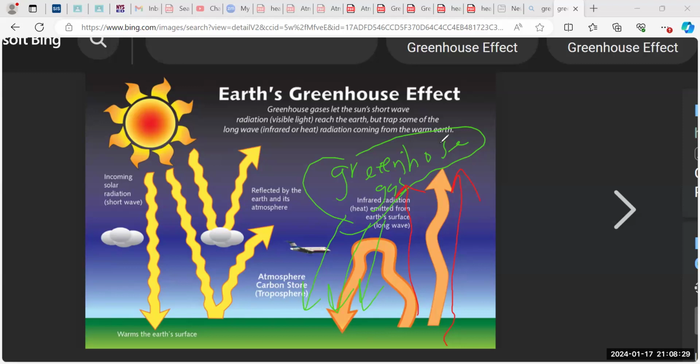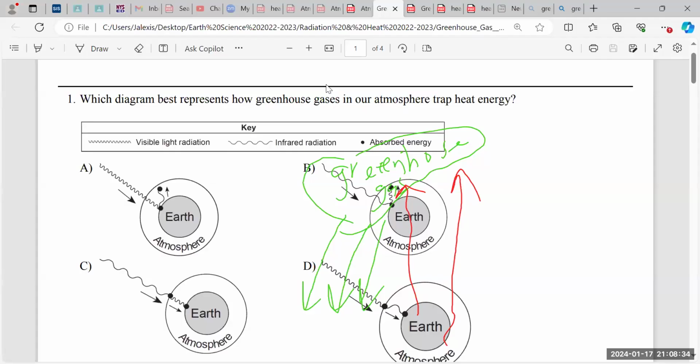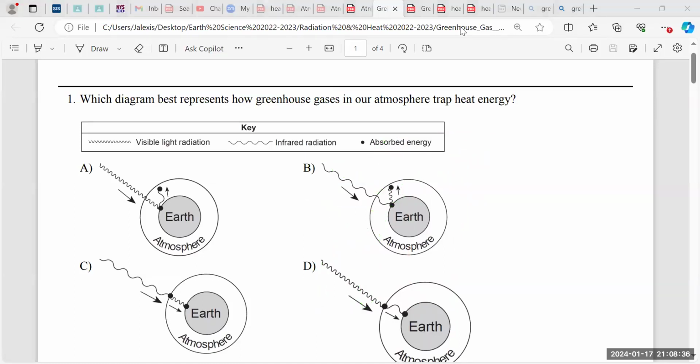So when we go back to our problem for the greenhouse effect, it's like we just said, energy that comes from the sun. So we have to remember, visible light is energy that comes from the sun. Most of it is in the form of visible light. So that means we can cross out C and B because it has to show energy from the sun in the form of visible light, right? Short wavelength radiation. That's the first thing.